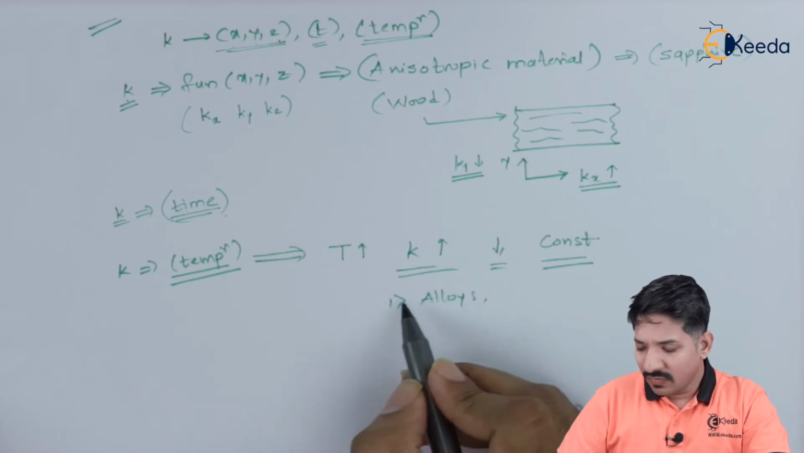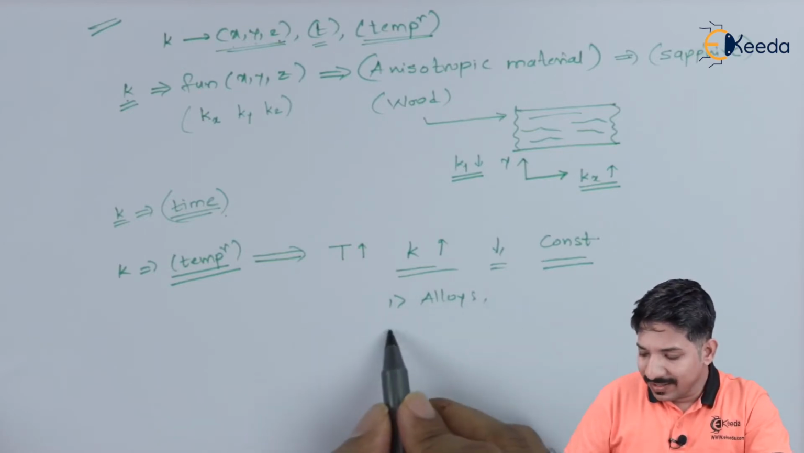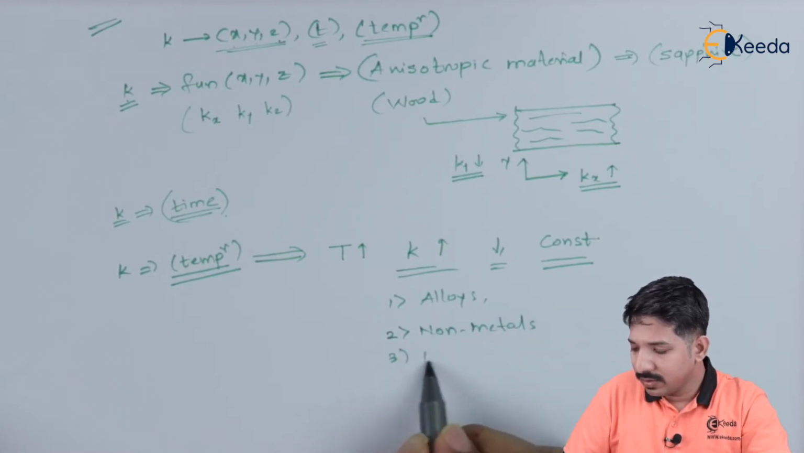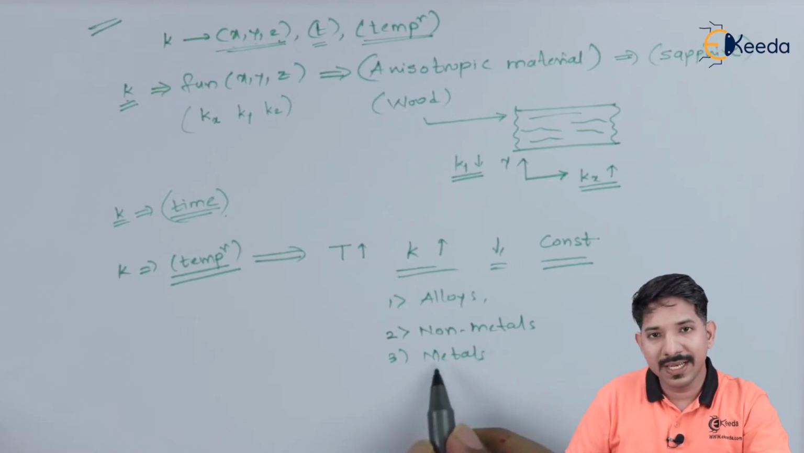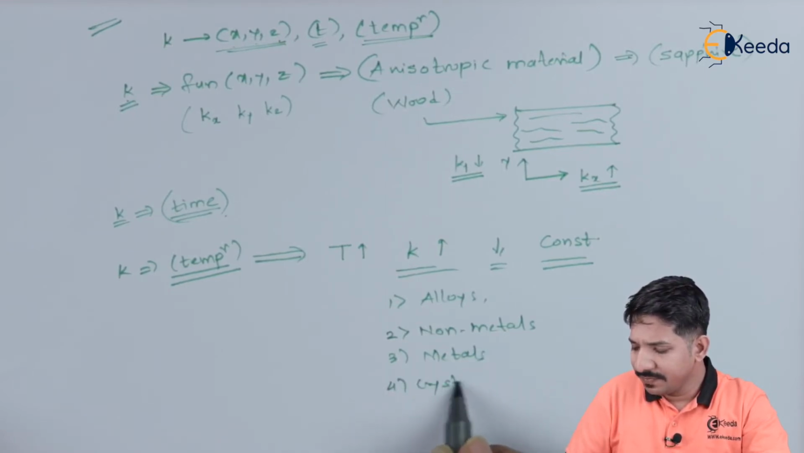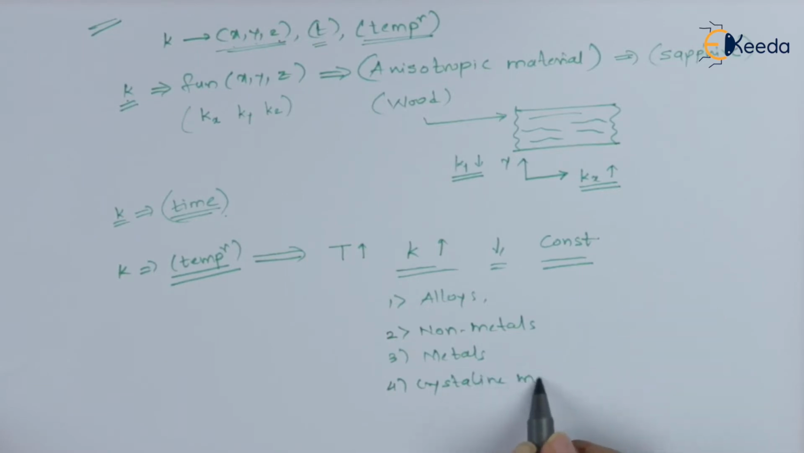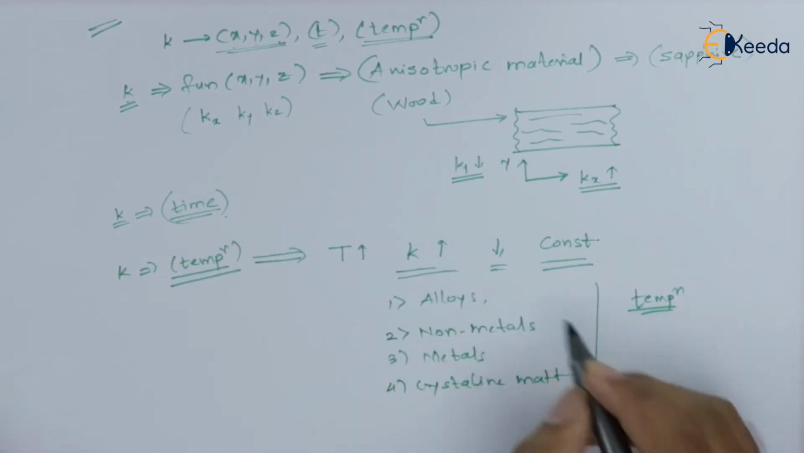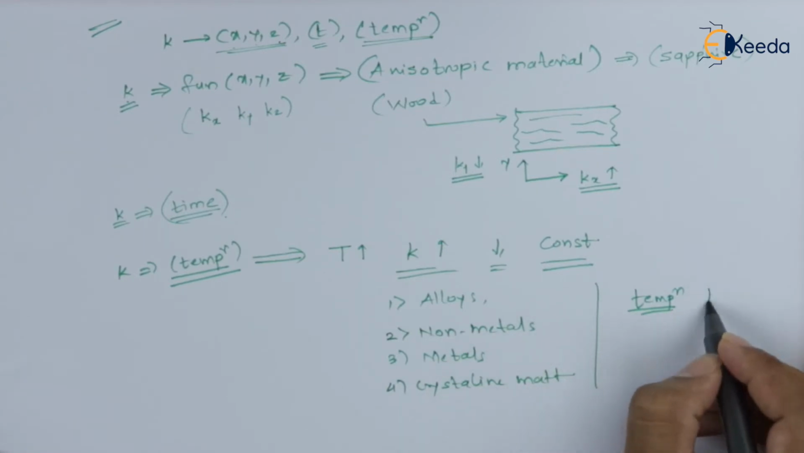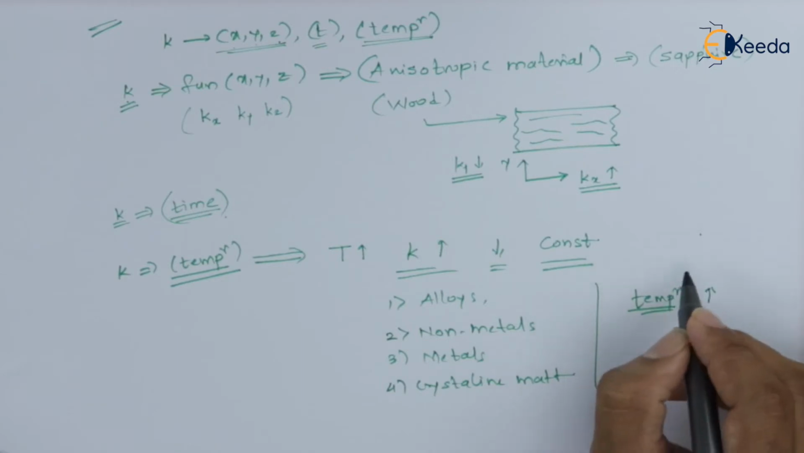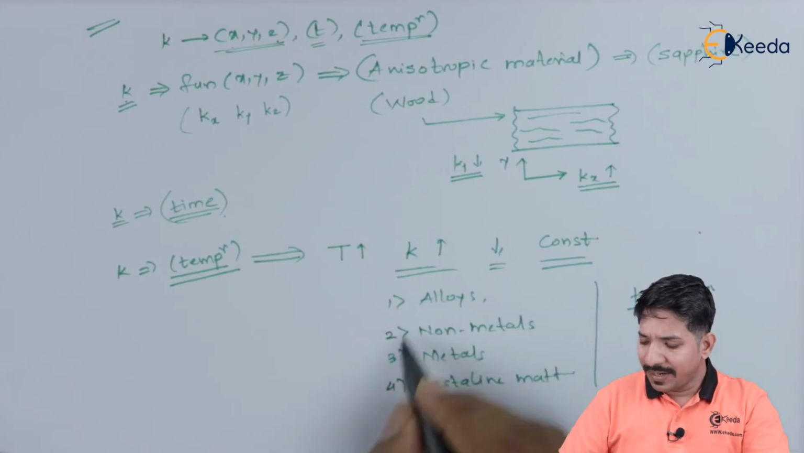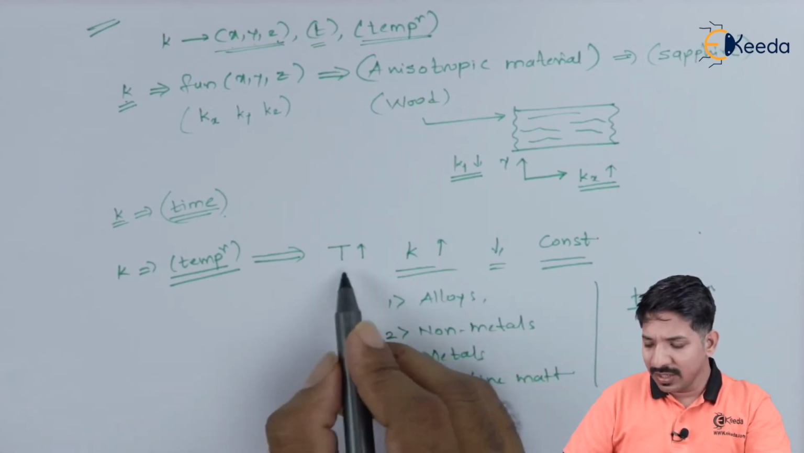So this will depend on what my solids are. Are they alloys, non-metals, metals, or some crystalline materials? Depending on the type of material and then depending on temperature, some of them may exhibit higher thermal conductivity as the temperature increases till a certain range, and after that range it may keep on decreasing. Or some of the materials may not vary with temperature.